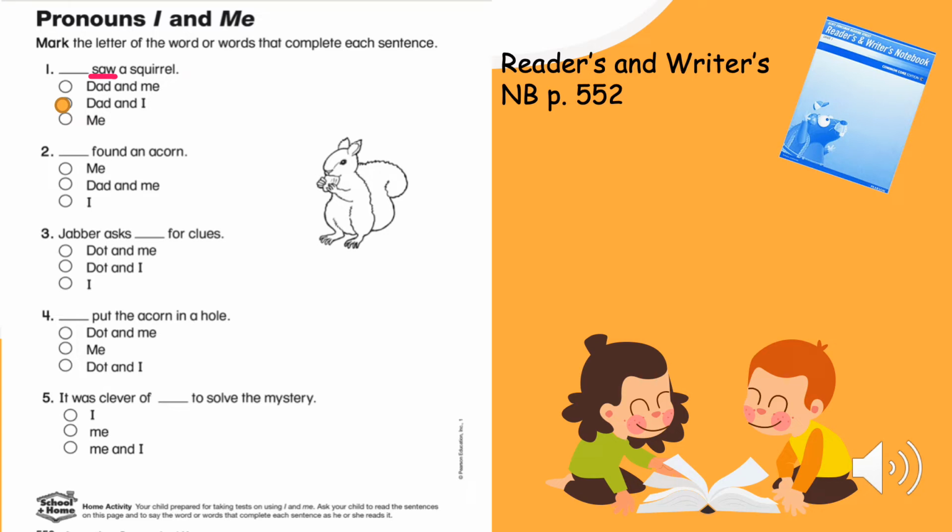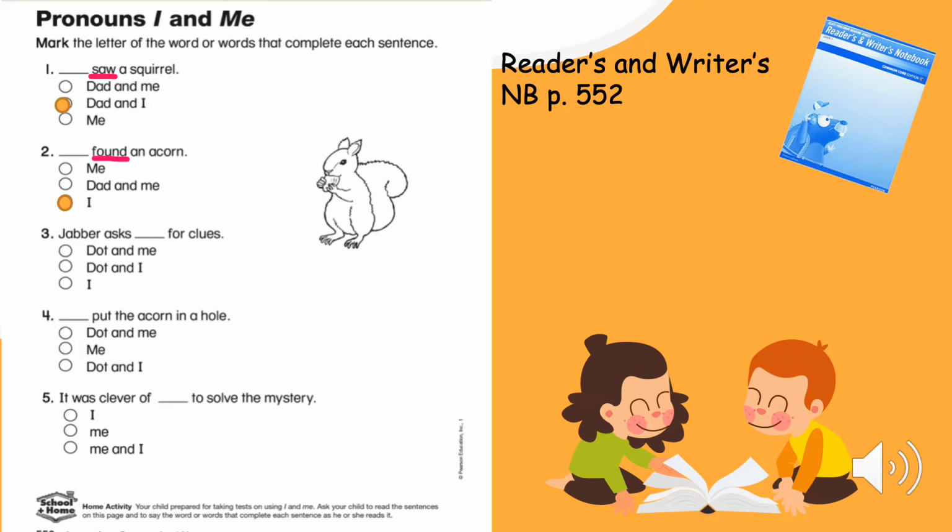Let's proceed to number 2. Found an acorn. Is it me found an acorn? Dad and me found an acorn? Or I found an acorn? The answer is I found an acorn. Why? It's because I is written before the verb found. I is our subject. It is our naming part.